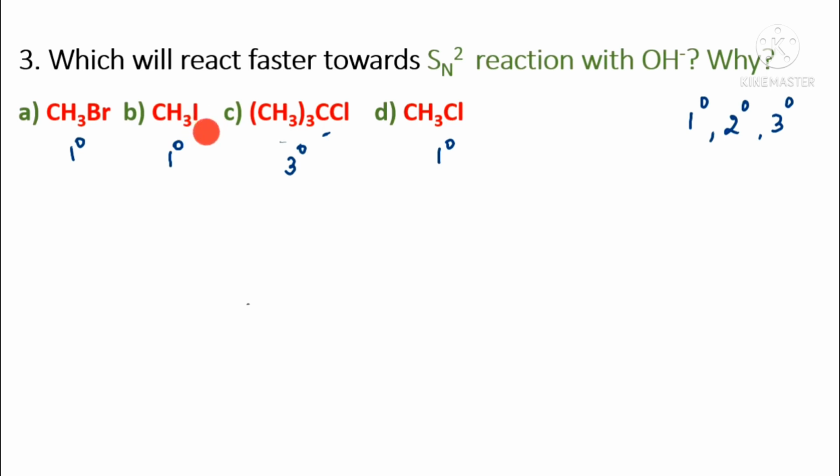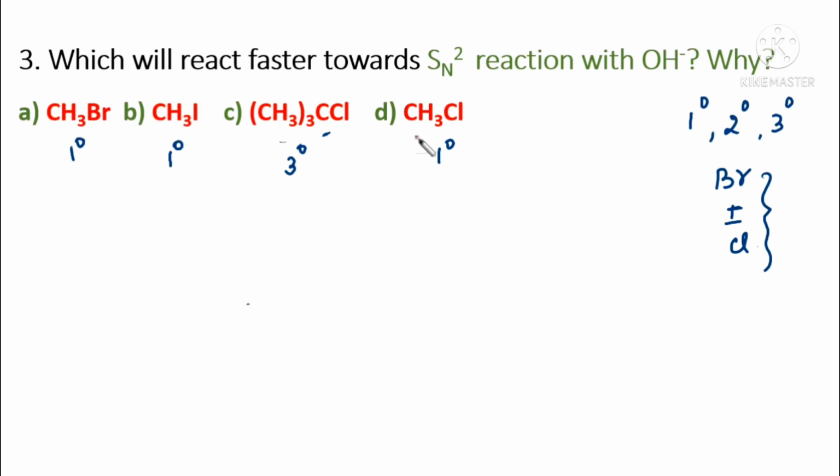We'll take into account the leaving group here. Three types of leaving groups are here. In the first compound, bromine is the leaving group, in the second iodine is the leaving group, in the third chlorine is the leaving group, and the fourth one is also chlorine. So three types of leaving groups are there: bromine, iodine, and chlorine. Among these three, we should check which one is the best leaving group. Obviously iodine is the best leaving group because, since it has a large size, it can accommodate the negative charge while leaving.